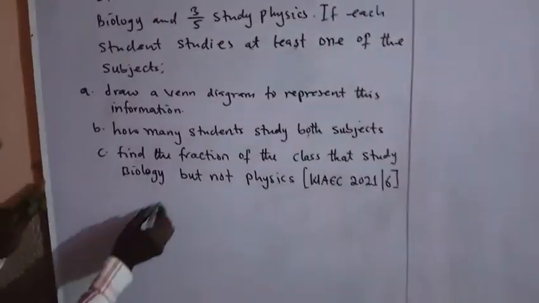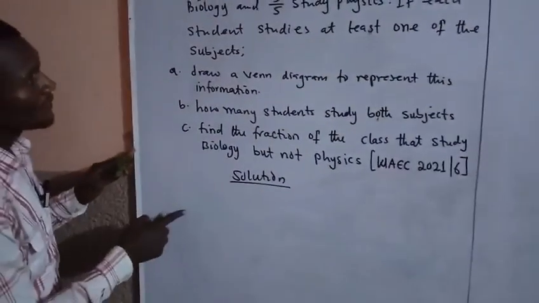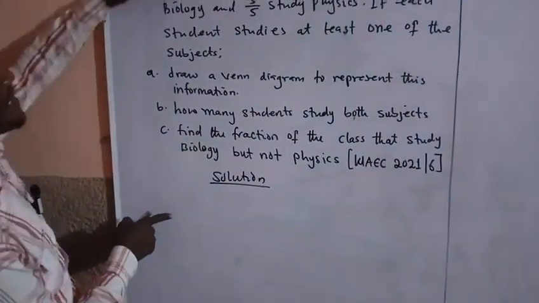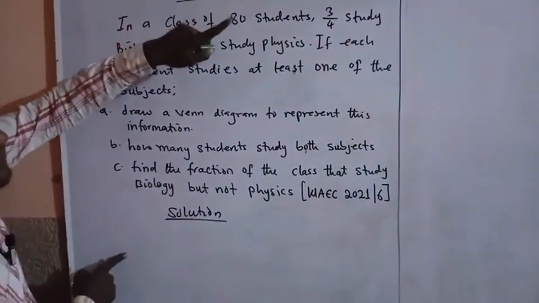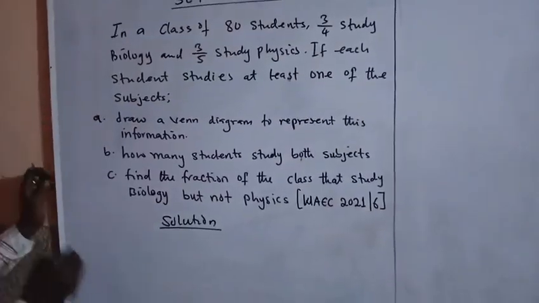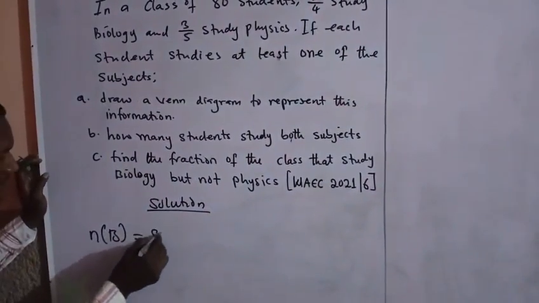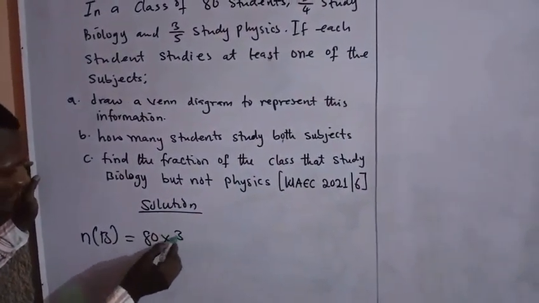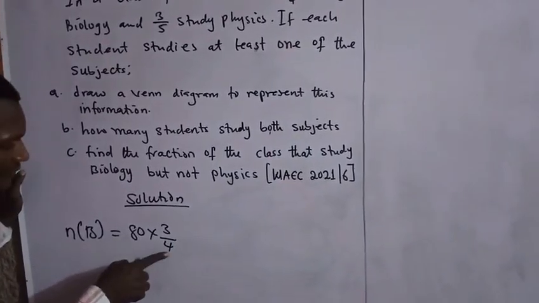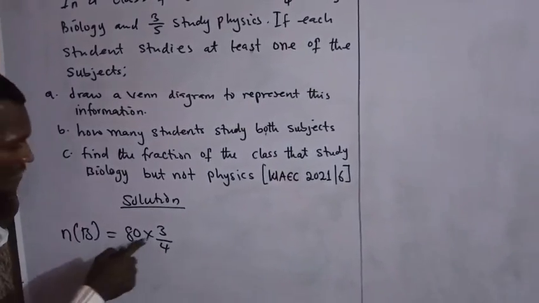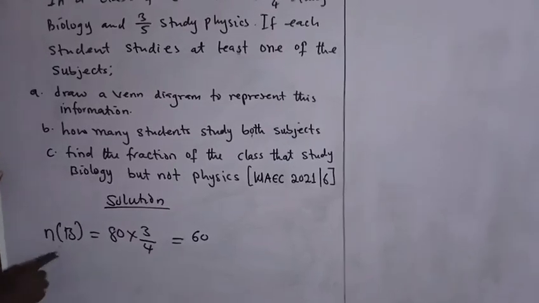So this is the solution. First of all, let's bring out the parameters in the question. We have the total number of students as 80, but a fraction of it, which is 3 over 4, study biology. So to obtain the number of biology, you can say n of biology is equal to 80 times 3 over 4. So 80 divided by 4 is 20, and 20 times 3 will give us 60. So 60 students study biology.